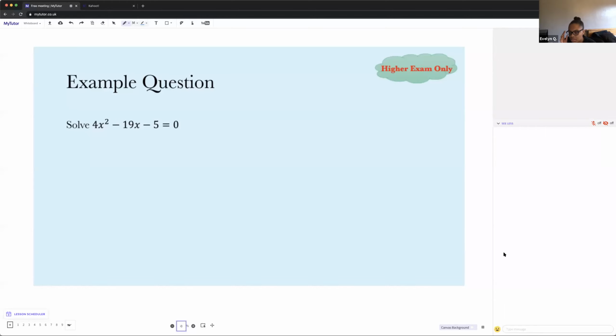Someone said, can the answers be decimal numbers? So I'm guessing that question was for the difference of two squares. You can have decimal numbers. There's nothing stopping you from having decimal numbers, especially in the higher paper. It could be either or. It could be whole numbers, it could be decimal numbers. For higher students, it could also be surds. So make sure that the way they're asking you to leave the question, you leave it in that format as well.